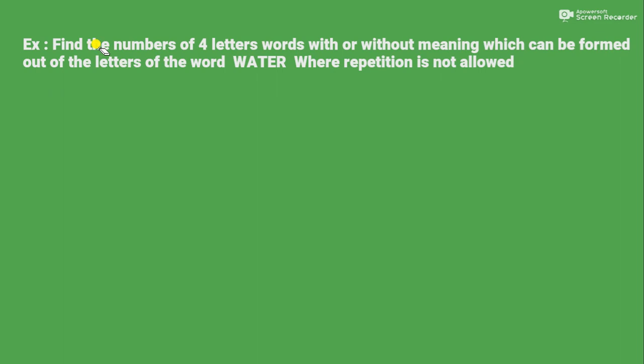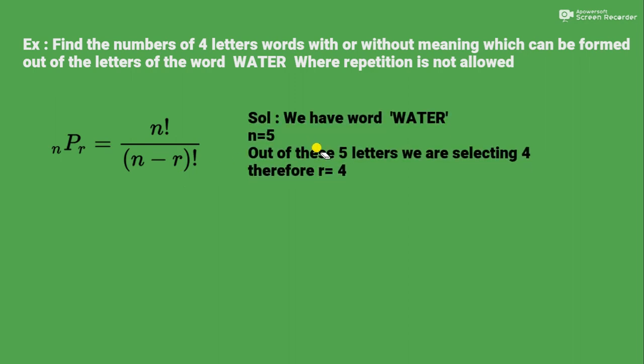So the question is, find the number of 4-letter words with or without meaning which can be formed out of the letters of the word WATER, where repetition is not allowed. So using this word WATER we need to form the 4-letter word. So here I am going to use this formula, nPr, that is n factorial divided by (n minus r) factorial.